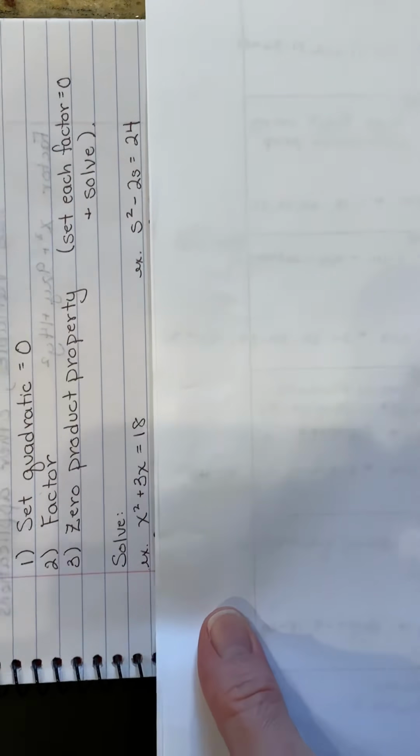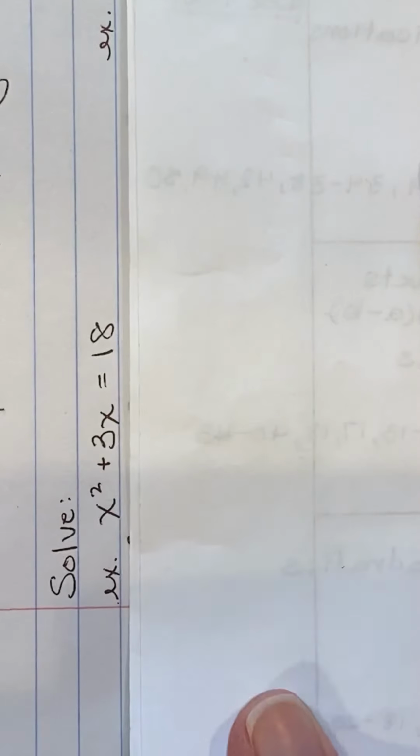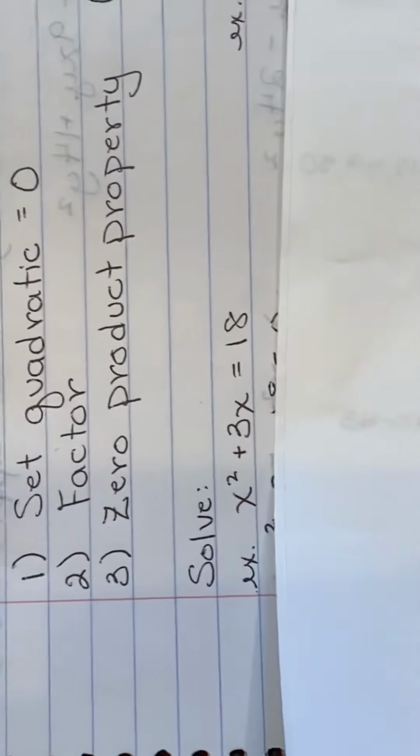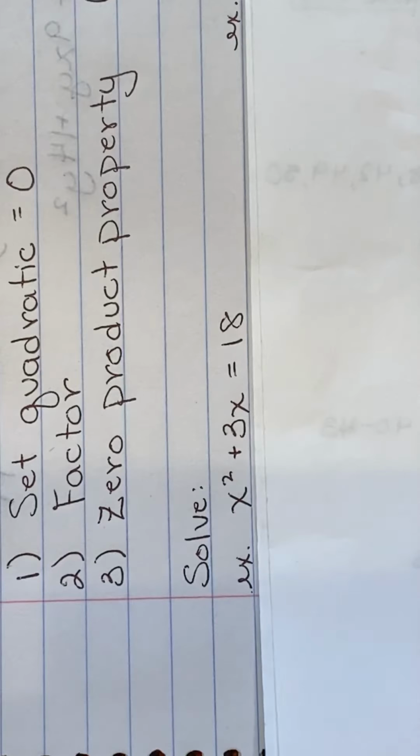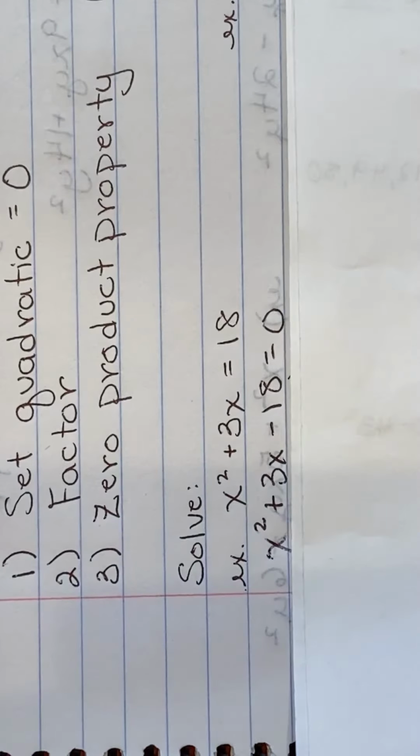If you start with the quadratic, x squared plus 3x is equal to 18. The first step would be to set this quadratic equal to 0. So we subtract the 18 over. The second step is to factor this trinomial.